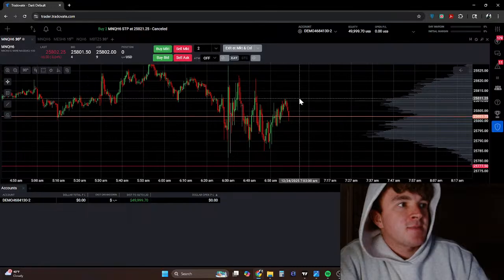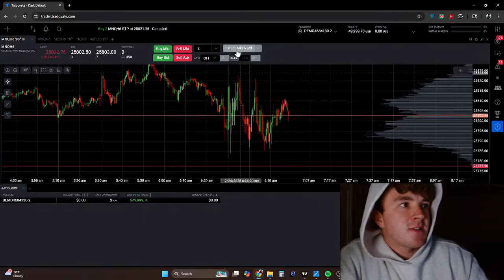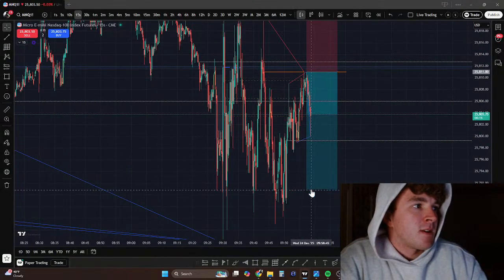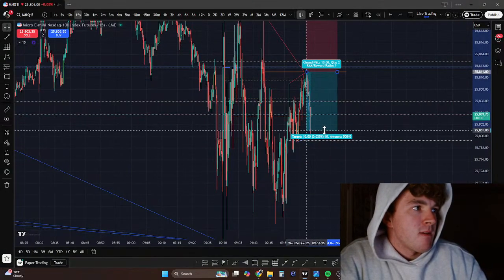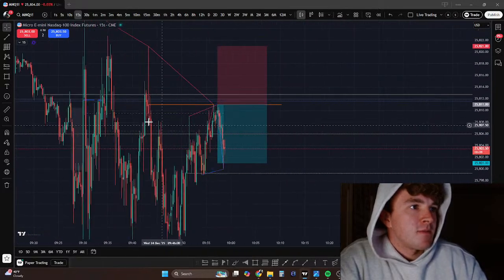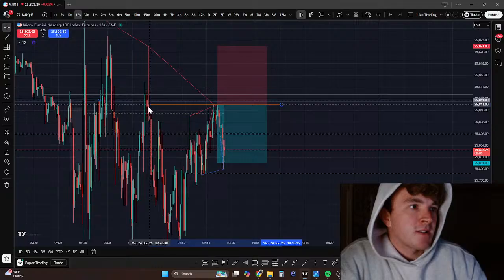You guys see that rejection block? What it did? You see what that rejection block did to price? It's already up probably 1R. Yeah, see? 1R, no drawdown, off the rejection block.